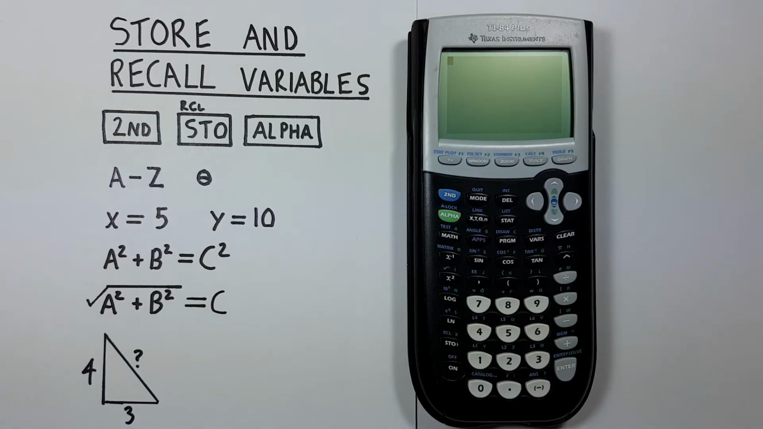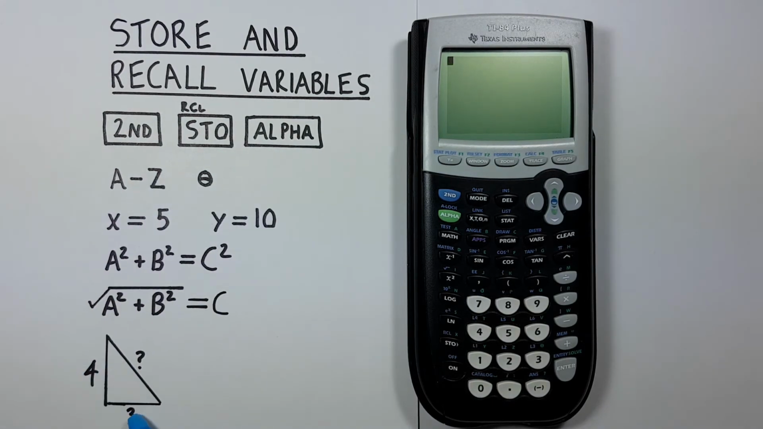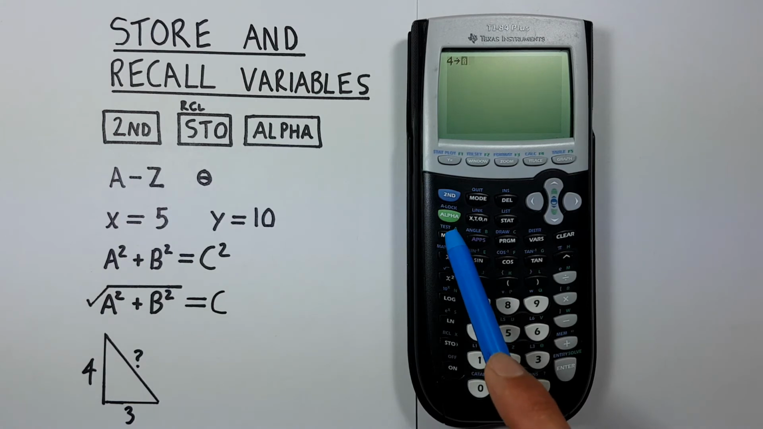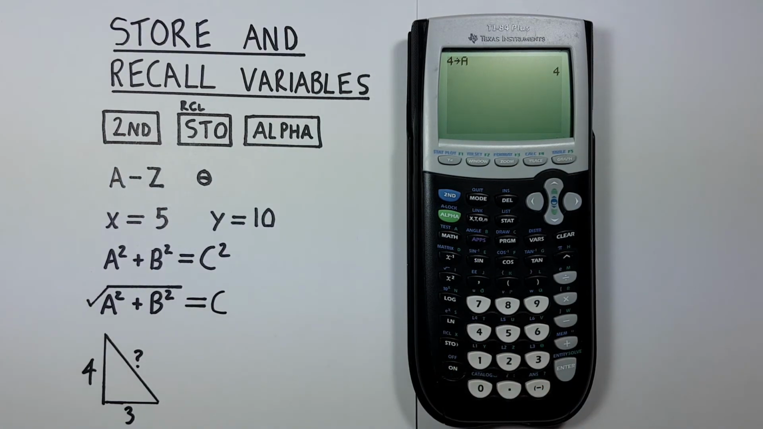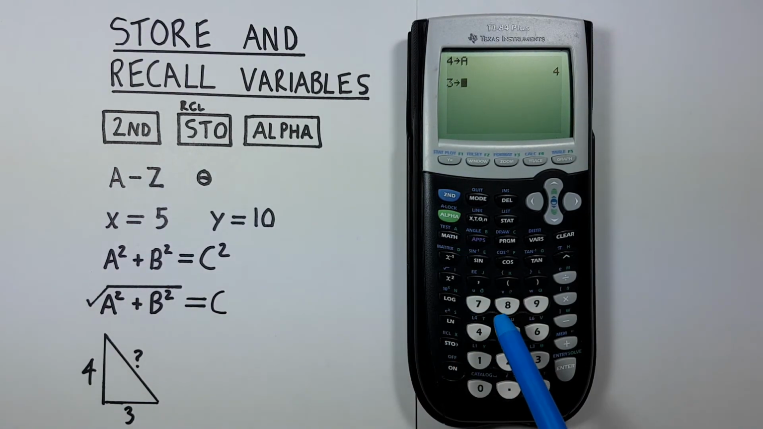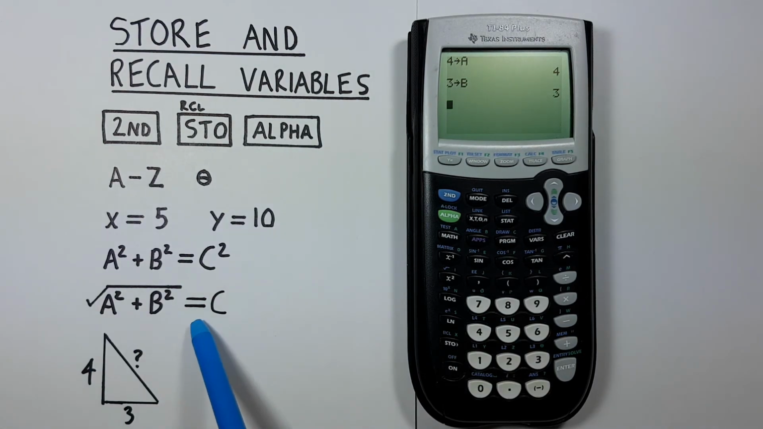So, first things first, let's call this side a and this side b. We can store these values as variables to make it simpler. So we'll put 4 as a, so 4 store into a, there we go, and store 3 into our b slot, so 3. There we go, we've stored our variables. Now we just have to enter them into our formula.